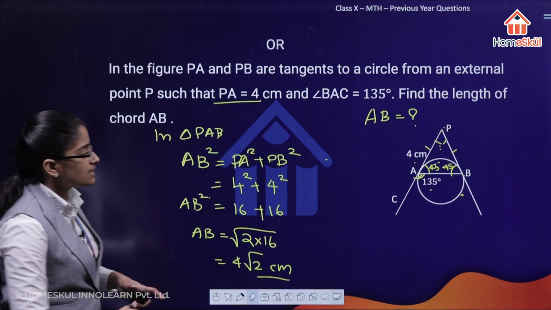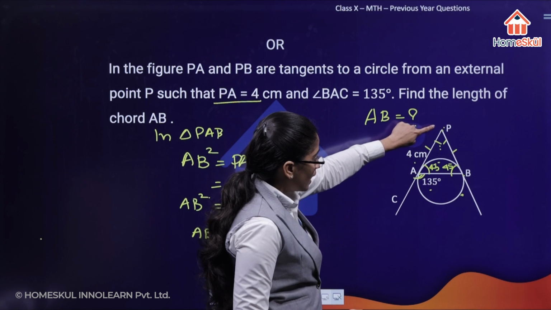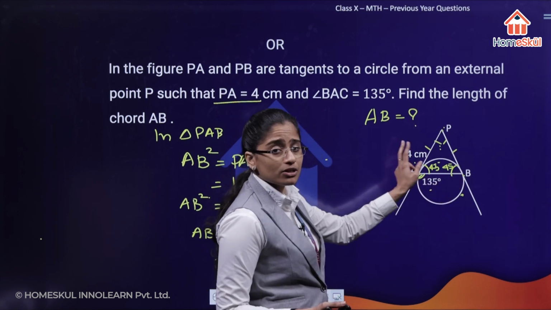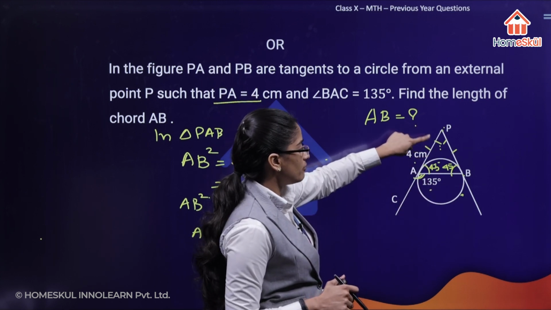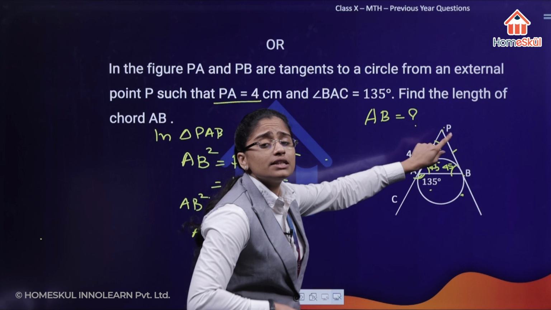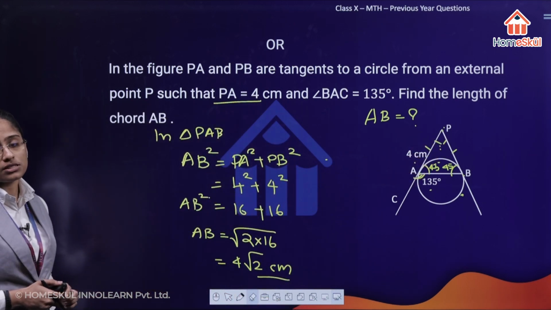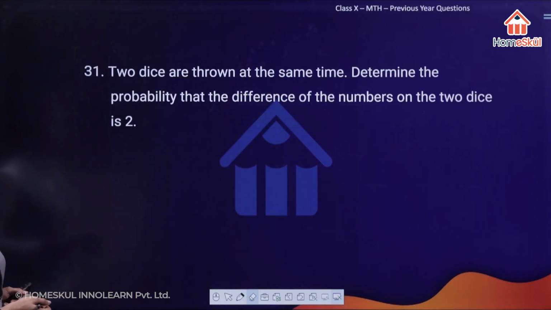Okay, so it's very easy. We have used the linear pair to find out the value of angle PAB. Angle PAB is equal to angle PBA. Why? Because tangents from an external point are of equal length. Then using angle sum property, we find out that this is a right angle triangle. Then we use the Pythagoras theorem to find out the length of the hypotenuse. Okay, clear? Moving on to the next question.